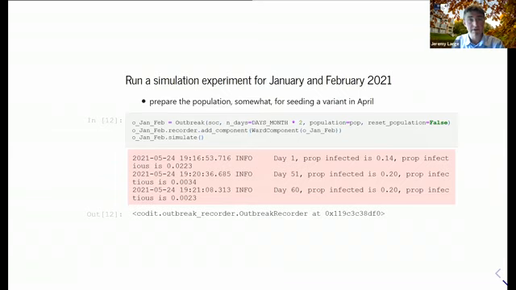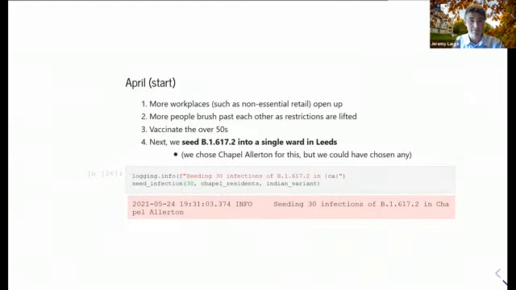Very conscious of time. I have another 3 minutes to go, so let me just rattle through this. I'm now going to run a simulation through 2021, to illustrate what CODiT can do. Here, beginning January, February, in March I'll leave out, but in April we will seed, as I think happened, cases of the Indian variant into a single ward in Leeds.